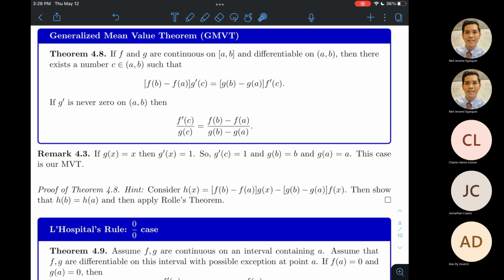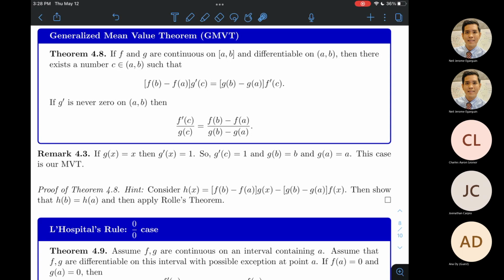So now, balik na nga tayo. So let's continue on. Dalawang theorems na lang naman ito. Yung unang theorem is the generalization of the mean value theorem. Pero mas general siya kasi dalawang functions na yung involved.